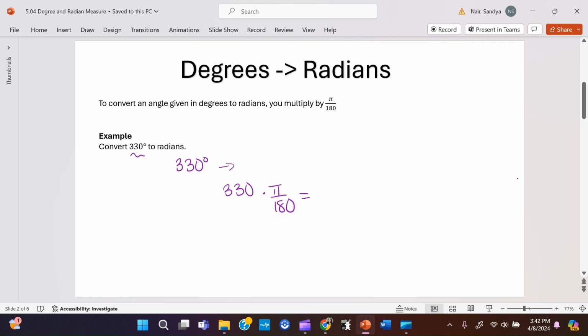So since we're basically multiplying fractions, you can put this over 1. We're going to simplify whenever possible. So for example, 3 will go into both of these. I can divide this by 3 and get 110, and then I can get 60 here. Then I can also divide both by 10, so I'm going to get 11, and then 6. So I have 11 pi over 6 radians. That's going to be the equivalent angle measure.